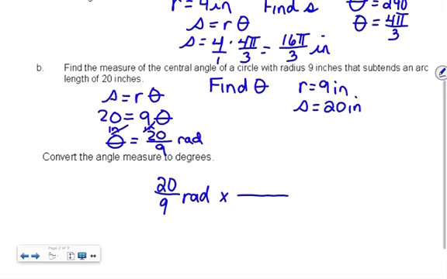It's not a multiple of 30 or 45. So you would use the one. You would definitely use your calculator on this one. What would we multiply by? And we'd use the conversion. 180 over pi. You got it, 180 over pi.